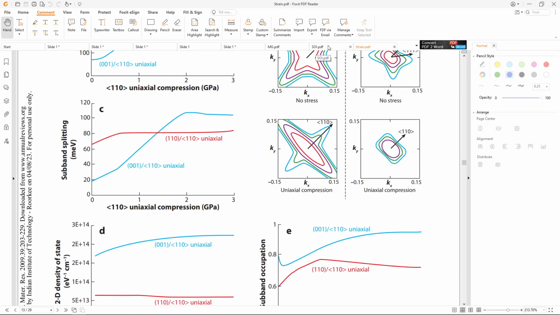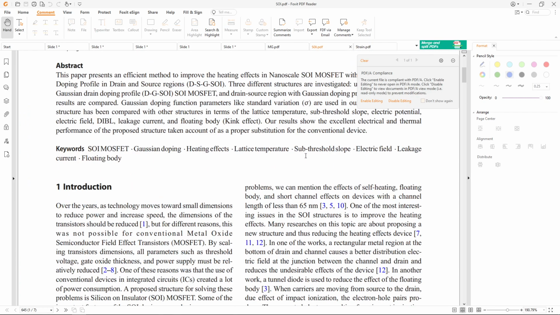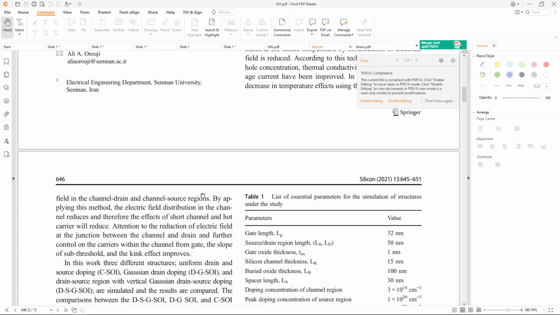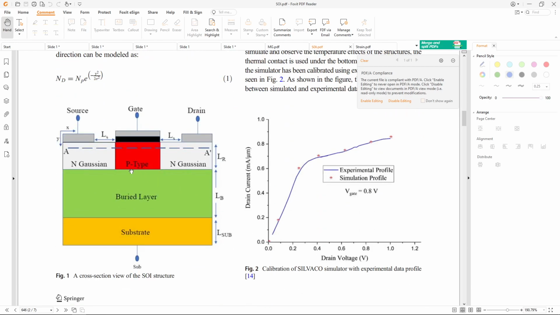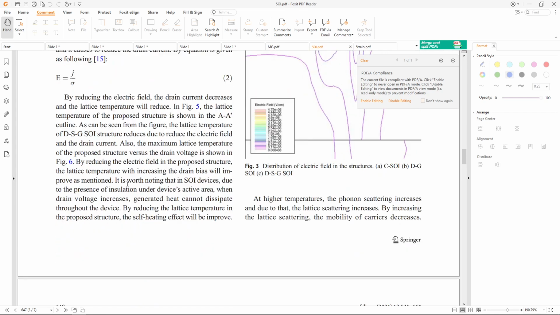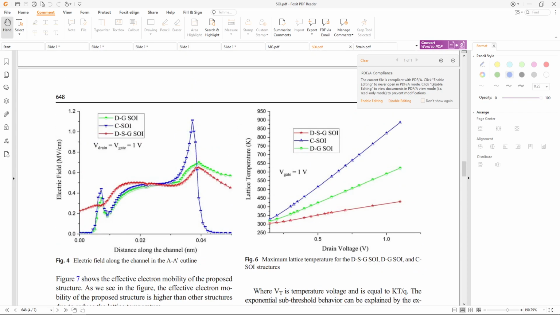Similarly, there is another paper which is much more recent, from 2020. Here, these people are talking about changing the doping profile. By introducing what is known as Gaussian doping in a silicon on insulator MOSFET, this is a single gate MOSFET, these people have shown how the electric field in the channel varies, and how the drain voltage.